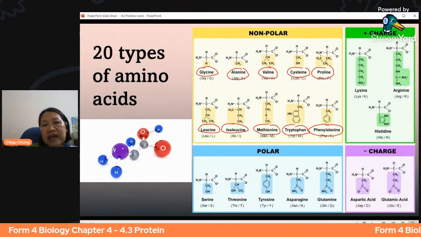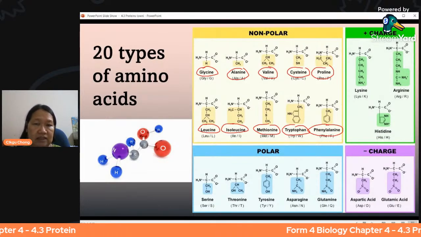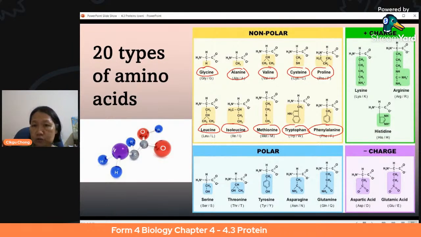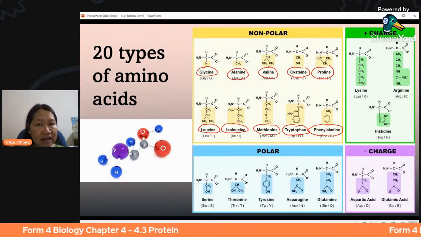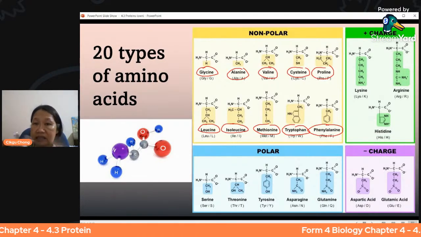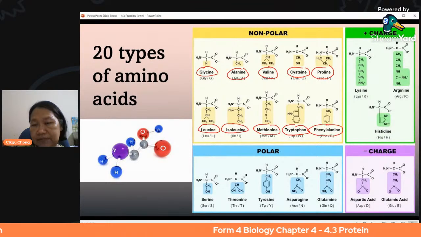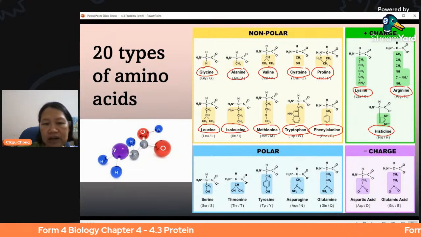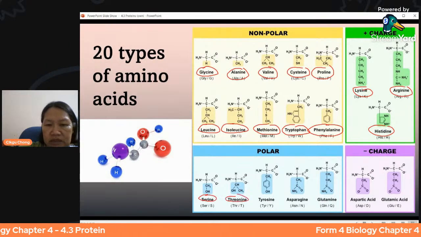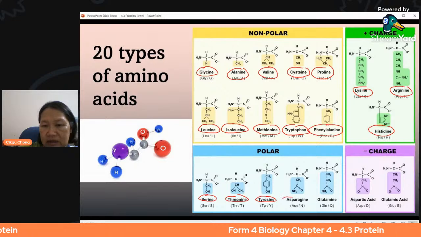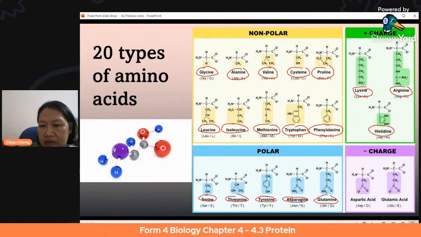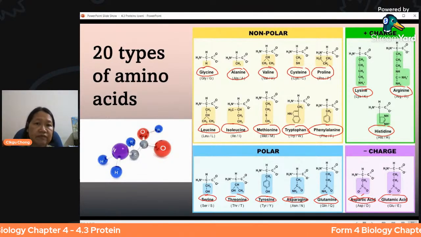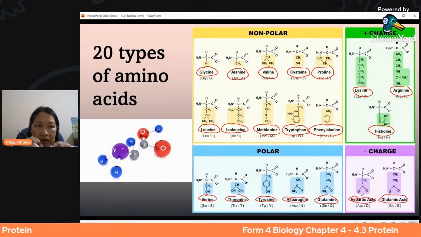We are not asking you to name the amino acids in your SPM, but they want a value-added kind of education. If you want to know more, it puts you at a higher level. So you should know that these are names of different types of amino acids. Lysine, arginine, histidine, serine, threonine, tyrosine, asparagine, glutamine, aspartic acid, and glutamic acid. All these are different types of the units we call amino acids.